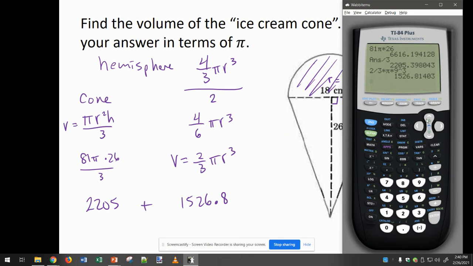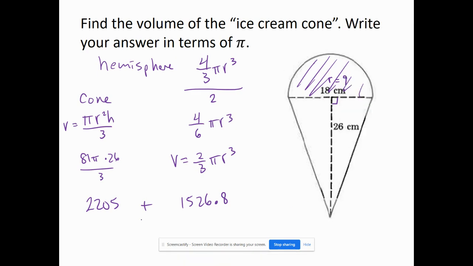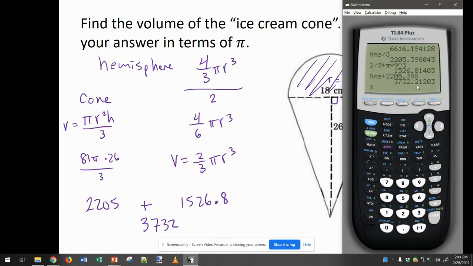Now, I want to take this number plus, notice it says answer plus, that's going to take the 1526.81403 plus 2205.398. Let's just stop there. And 3732. So I could ask you for more decimals just to see if you're rounding too early. So just to kind of make a point there about rounding.